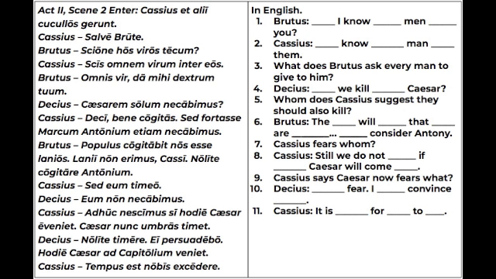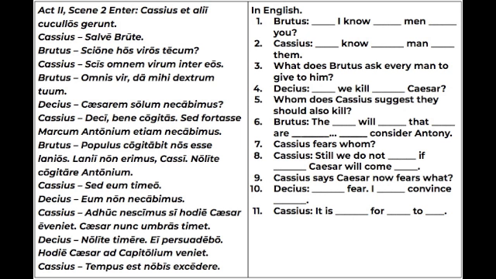And he says that to the whole group. Nolite, with the T on the end. Cassius said, Eum timeo. Cassius says, but I fear him. Decius says, Eum non necabimus. We shall not kill him.